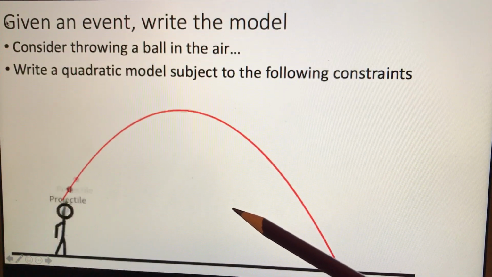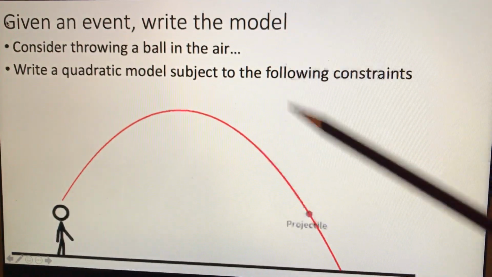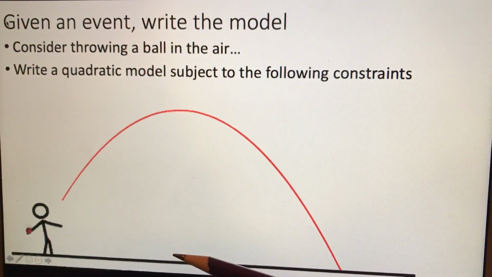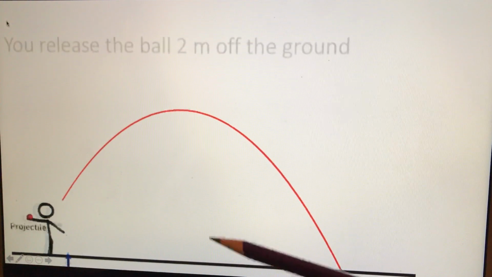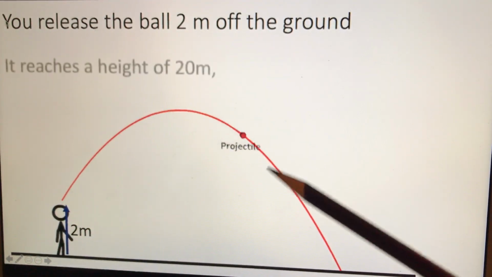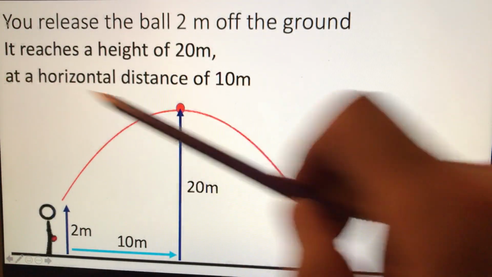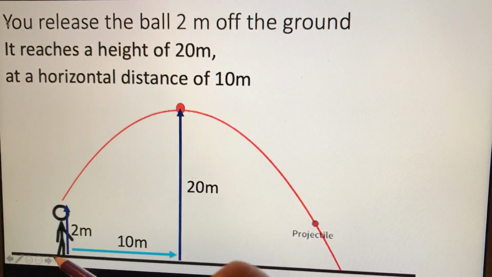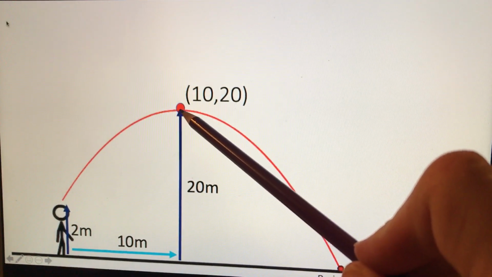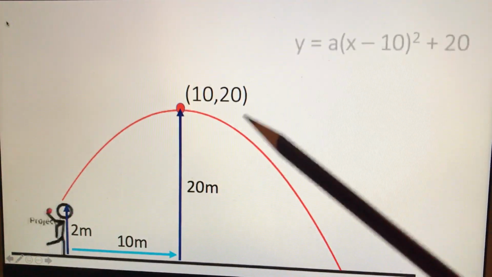And the question would be, write a quadratic model that describes the path of this ball. That's obviously a parabola, but we're given some constraints. We're given some information to tell us about the path of the ball. So in this case, we'll just say we release the ball 2 meters off the ground. We'll give ourselves a maximum height of 20 meters, and we'll say that it occurs about 10 meters from the thrower. I'm going to call that a coordinate over 10 up 20, so that coordinate will be 10, 20.